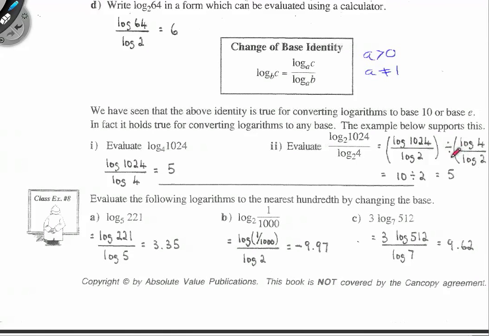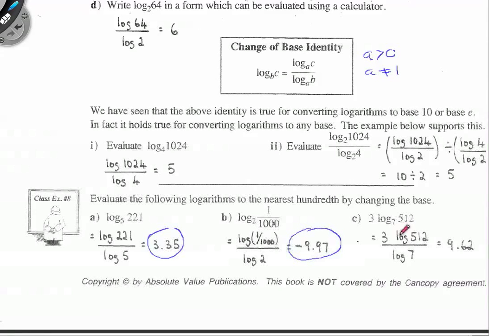So, example 8, evaluate the following to the nearest hundredth by changing the base. We can write this as log 2 to 1 over log 5. Enter it in a calculator, we get the following result. The same with this. It's really log of 1,000th divided by log of 2. On our calculator, we get this. Log of a fraction, if it's less than 1, will always give us a negative number.